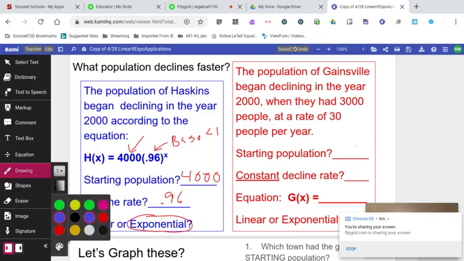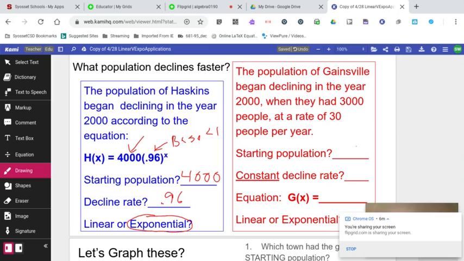Now, in the second example, the town of Gainesville begins declining in the year 2000 also, but they only started out with 3,000 people. Their decline rate was constant. They were losing 30 people per year at a constant rate. So their equation was g of x equals starting population of 3,000, losing 30 people per year. Linear behavior.